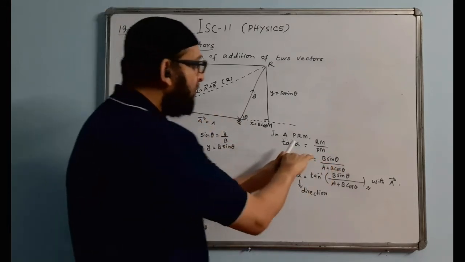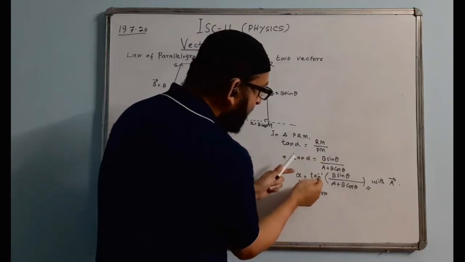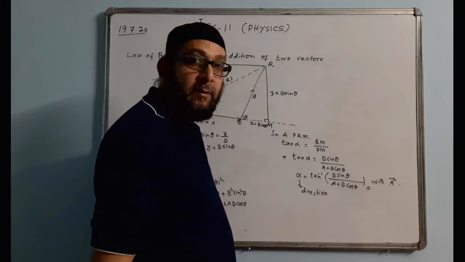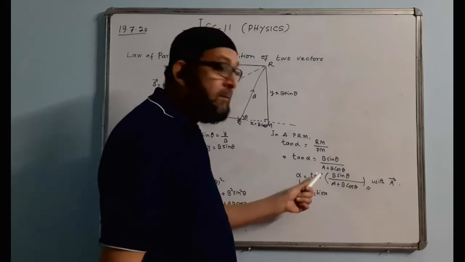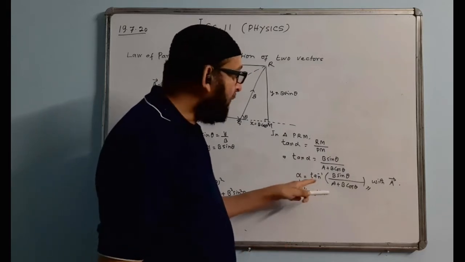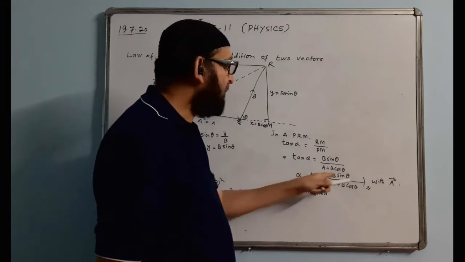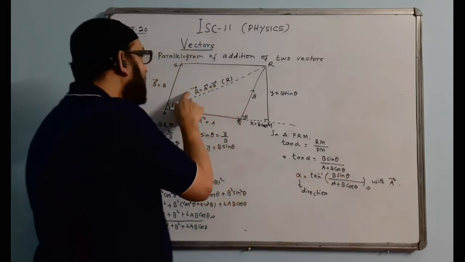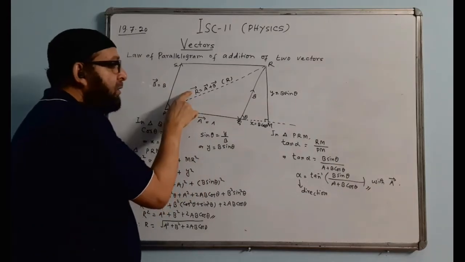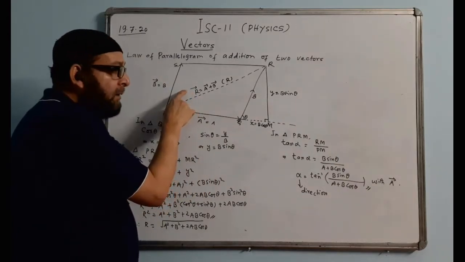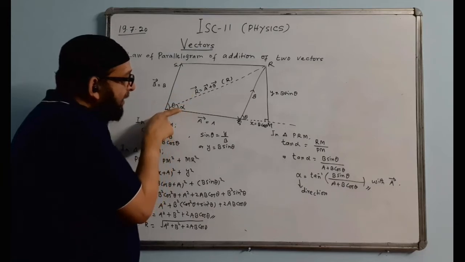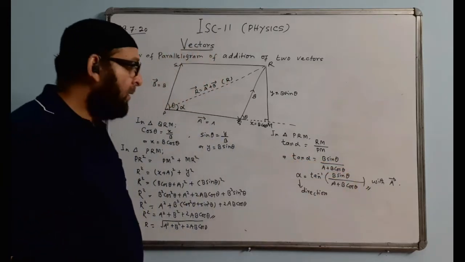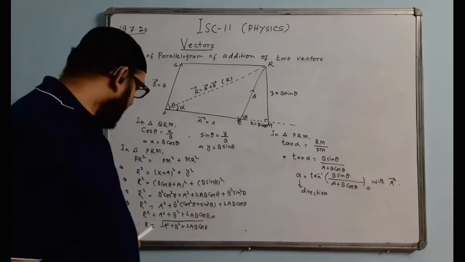When tan goes to the other side, it becomes tan inverse, that is tan to the power minus 1, which we call inverse of tan. So alpha equals tan inverse of this one. This alpha determines the direction of the resultant of addition of these two vectors. So this alpha is the angle of R with the vector a. This will give the direction and this will give the magnitude.